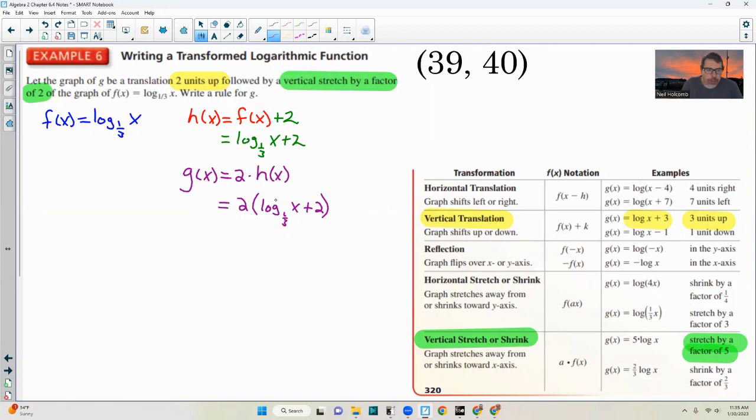Okay, and so now I'm going to distribute that. So 2 times log base 1/3 of x, and I need to distribute it to the 2, and 2 times 2 is 4. So be really careful with these. Always do the first step first, and then come back and do the second step. So that's how you do a transformation of a log function. Now you should be able to do problem numbers 39 and 40 in your exercises.